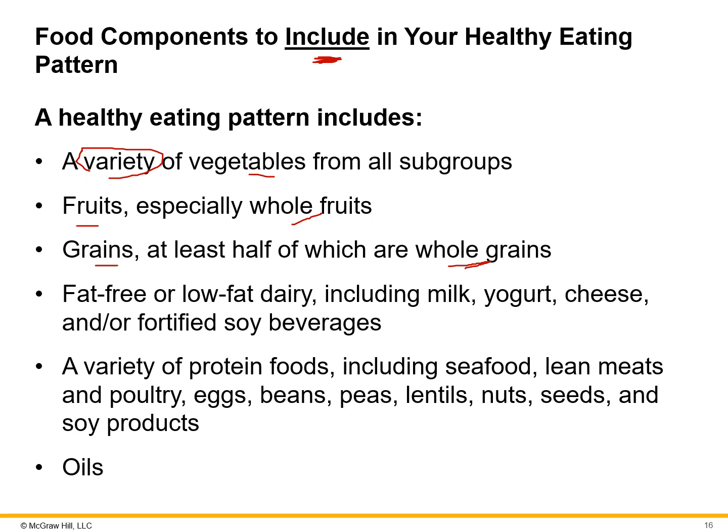We'll talk more about what whole grains are, including that dairy, but especially the fat-free or low fat, and that can be milk, cheese, yogurts, some soy beverages, and then again that protein, but again a variety of that. So we can get protein from seafood or lean meats, from chicken and poultry, from eggs and beans. So lots of different sources of those. And we do want to include the oils instead of the butters because we do need a fat source. So oils are the preferred source.